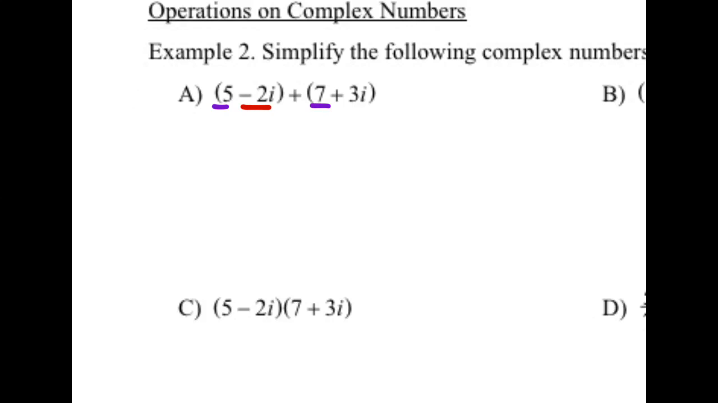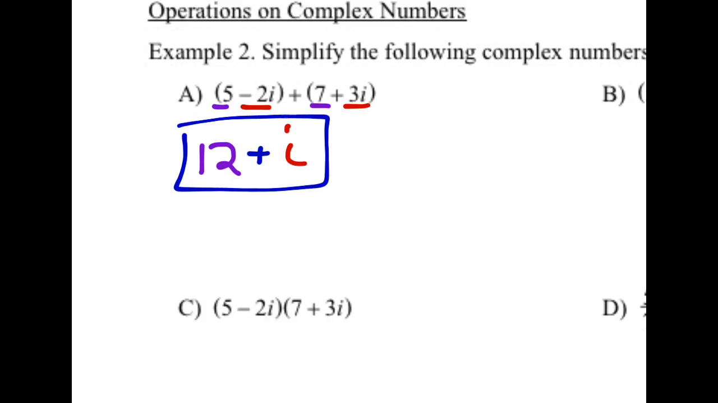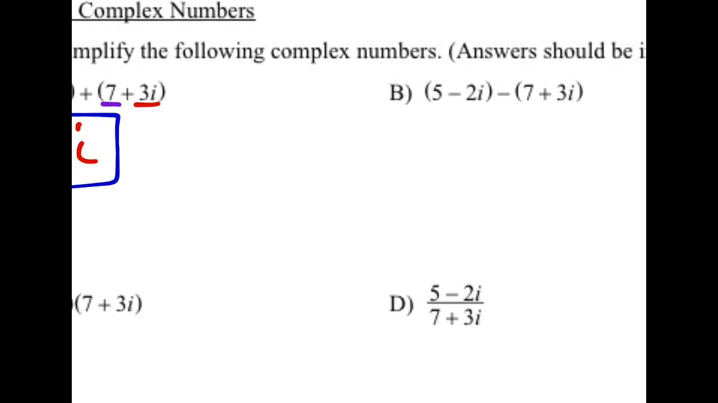So for this first one, I've got real components of 5 and 7, imaginary components of minus 2i and plus 3i, and so combining the like terms, I can see that the answer is going to be 5 plus 7 for the real component, which is 12, and then minus 2i plus 3i, which is plus 1i, or just plus i, for the imaginary component. So the real component there is 12, the imaginary component is i. 12 plus i is what you get, just combining like terms.